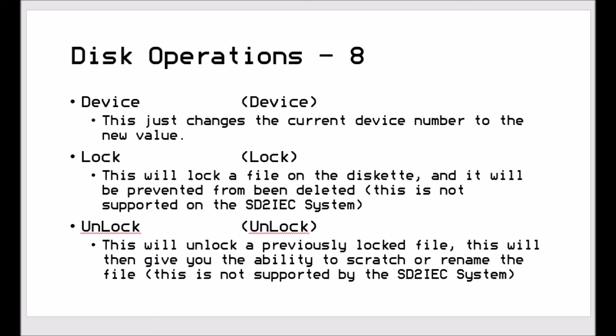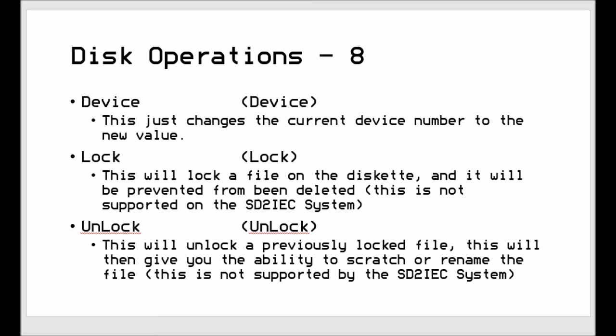Disk operation 8. The first one is not actually a disk operation, it's something that we're going to write to be able to change the device number that it's pointing to. So that is just basically to change it from device 8 to device 9. Lock. This is the ability to write protect or delete protect a file on the disk.